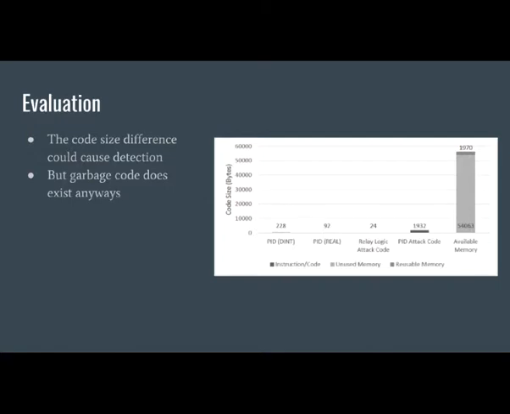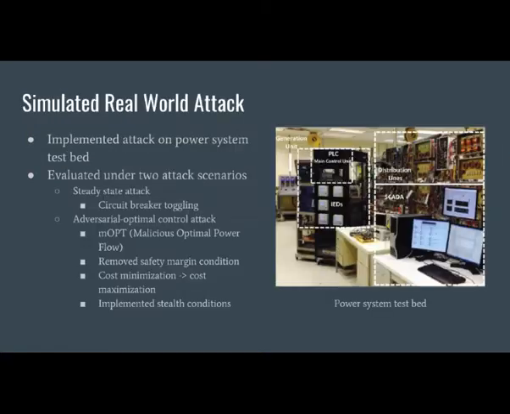As well as just how much free memory there is, again indicative of that. So then this was simulated in a real-world attack where they implemented it on a power system test bed. They did two scenarios essentially. One was a steady-state attack, which was kind of like a trivial test where they simply toggled a circuit breaker in order to see the effect on the system. That one didn't have too much success from an attack point of view.